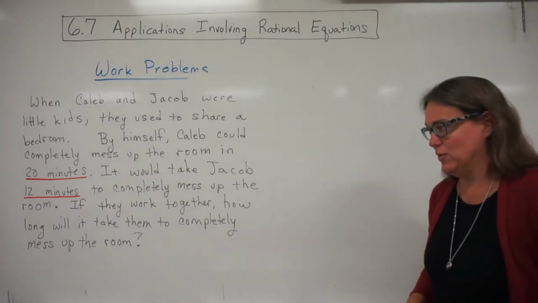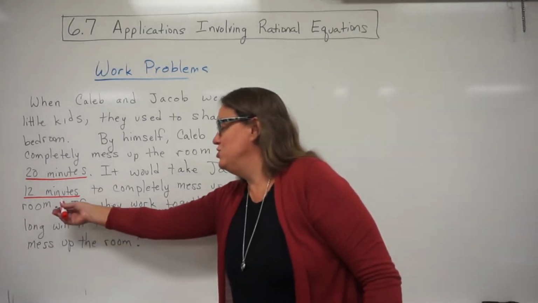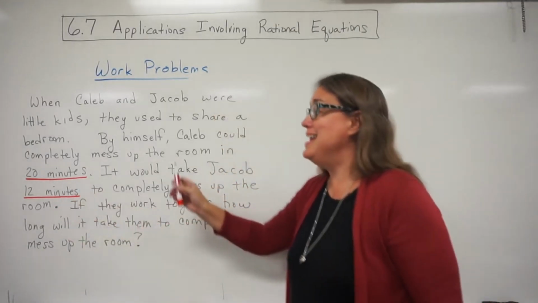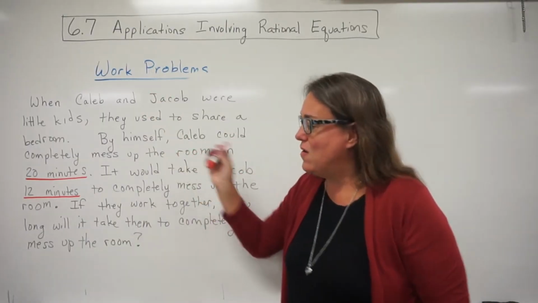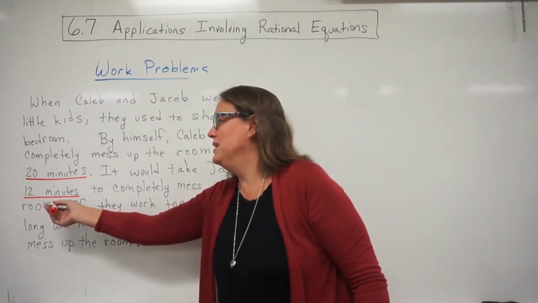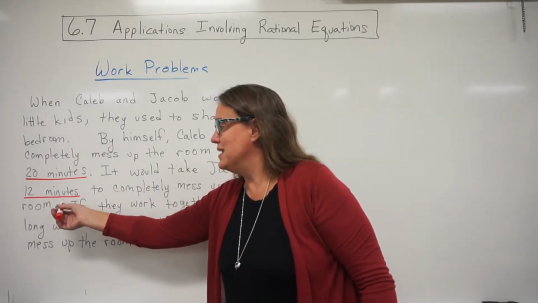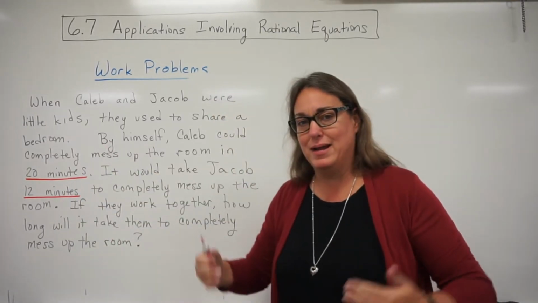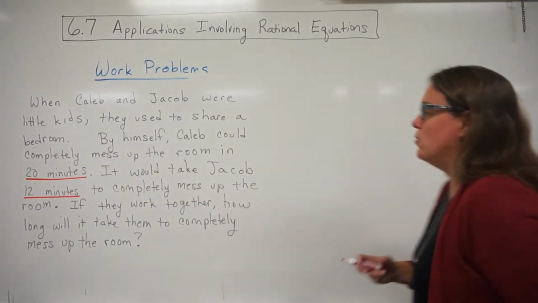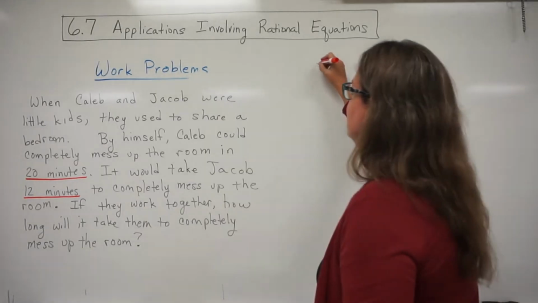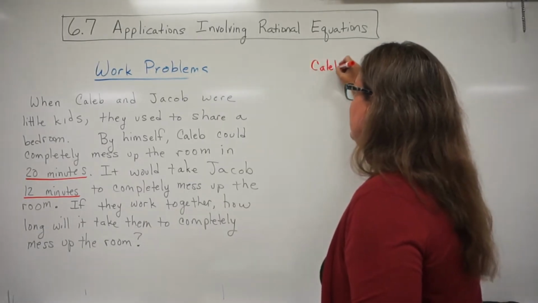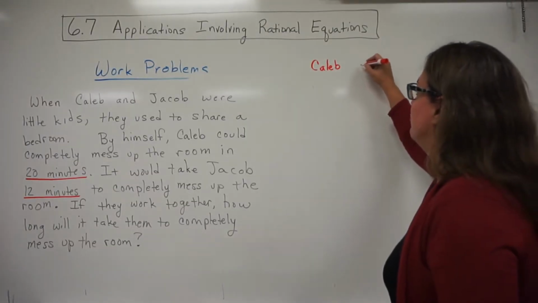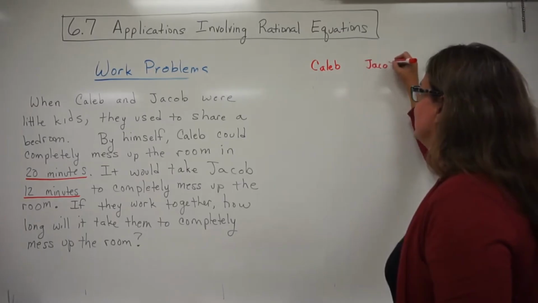But consider the following. If it only takes Jacob 12 minutes to do this job all by himself, but he has help, aren't we expecting that our answer is going to be less than 12 minutes? Because that's how fast the fastest messer-upper can do the job all by himself. So what we're going to do is structure this. I'm going to make a fraction for how much of the room Caleb messes up, and a fraction for how much of the room Jacob messes up.